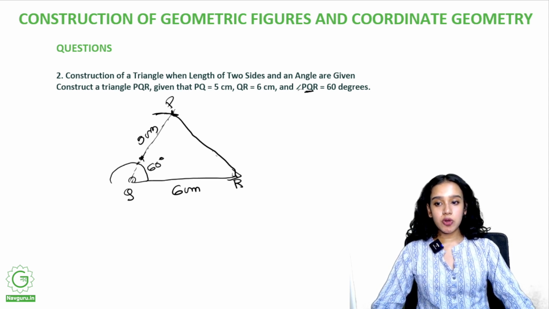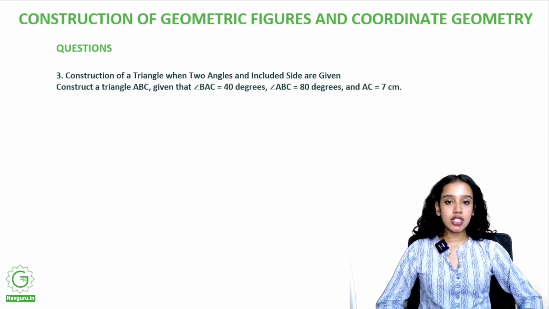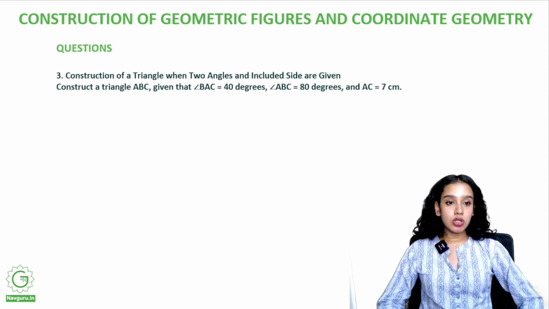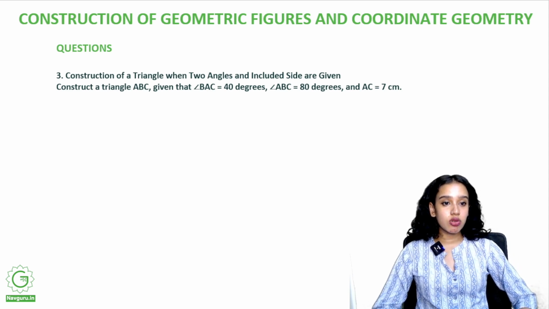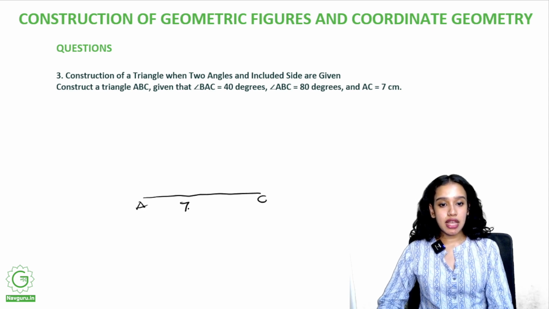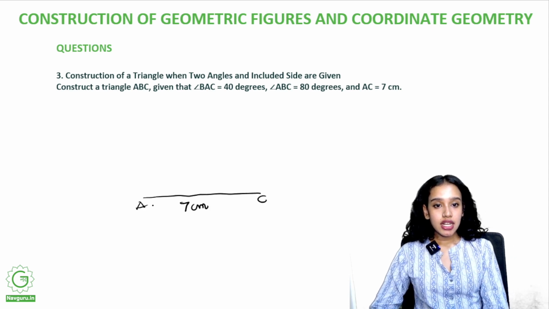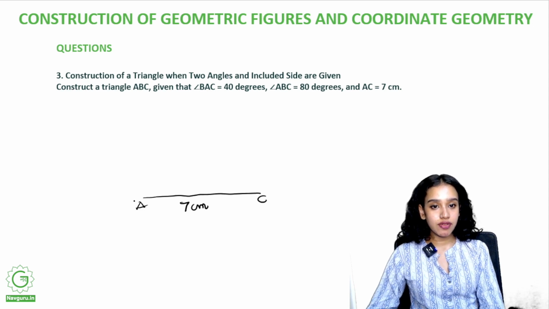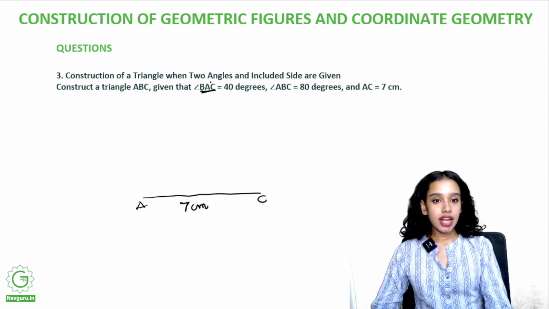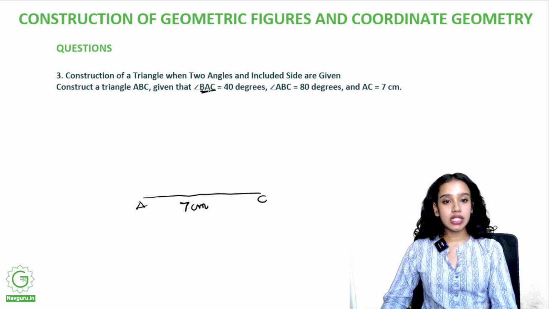Now, let's move on to the next question. Construct a triangle ABC given that angle BAC is equal to 40 degrees, angle ABC is equal to 80 degrees, and AC is equal to 7 centimeter. So let's draw the line AC first. We have AC equal to 7 centimeter, right? Now we'll take a protractor and place it on A. We know that angle BAC means angle A, right? So angle A is equal to 40 degrees.